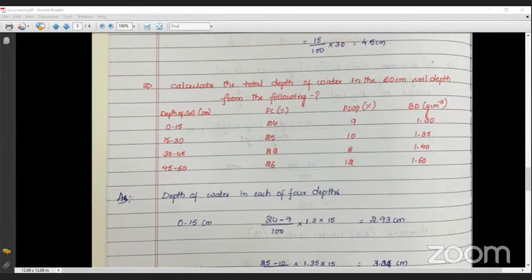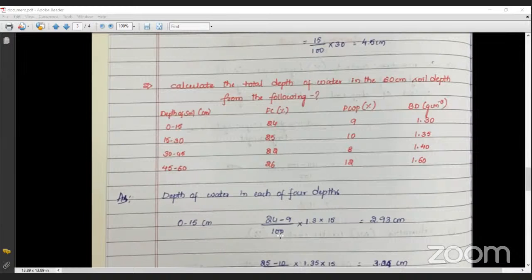Here, the formula to calculate the depth of water is field capacity minus permanent wilting point, into bulk density, into depth of soil. What I have explained here is field capacity minus permanent wilting point into bulk density into the depth of soil, divided by 100. Why we have taken 100 is because we have expressed all these parameters on a percent basis. So that's why we have considered 100 here. This is the formula you have to mug up.